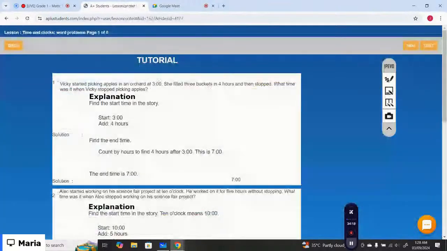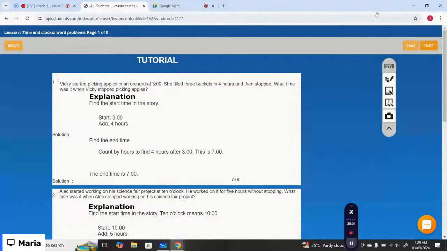Okay, Vicky started picking apples in an orchard at 3. She filled 3 buckets in 4 hours and then stopped. What time was it when Vicky stopped picking apples? So he started at 3, right? And he kept picking apples for 4 hours. You have to calculate the time when he ended, right? So start with 3 and count up 4 hours. So 3, 4, 5, 6, 7. That means when he ended, that is 7 o'clock, right? The correct option is 7. It is right.